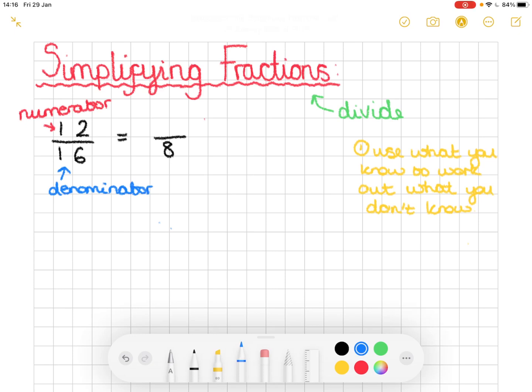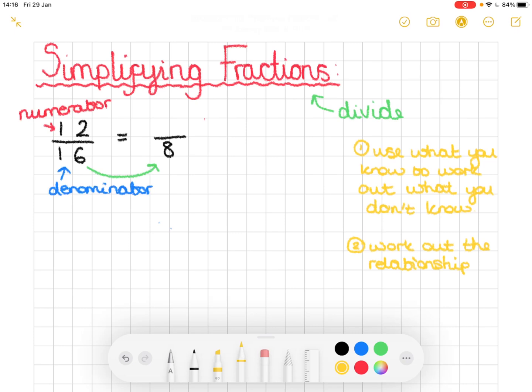So once we have worked out what we know, so we know one full fraction and we have half a fraction, we need to look at the relationship between the numbers. So here we need to look at the relationship between 16 and 8, and we'll do that in a moment. So work out the relationship. And relationship here just means the link between these two numbers.